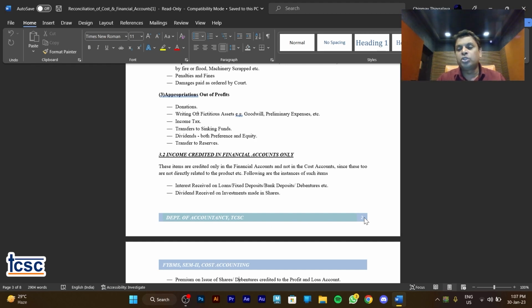The next reason was, we don't record some incomes in the finance book, but at the same time we record them in the cost book. The third reason, notional income and notional expenses. Notional income and expenses we record in the cost book, but these items we don't record in the finance book. And this is the reason that these two books are showing two different profits.